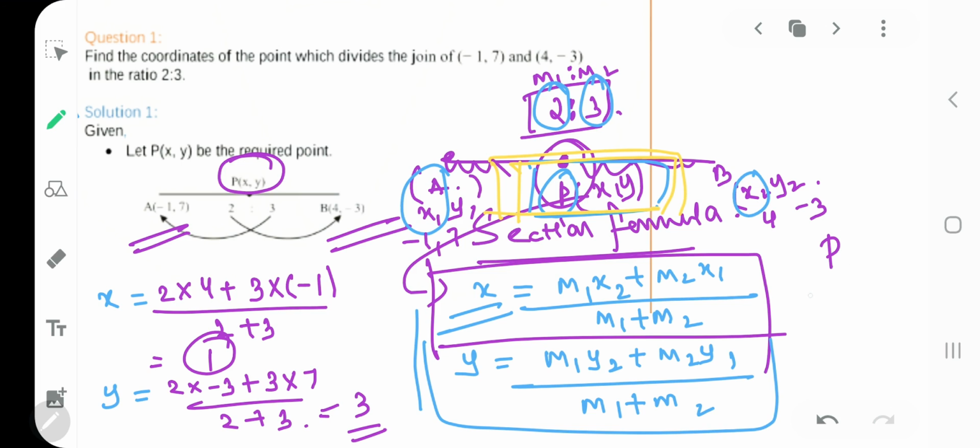The point P is not in the middle; it is dividing the line in a section. It is not the midpoint. The point dividing the line in a section has coordinates (1, 3).